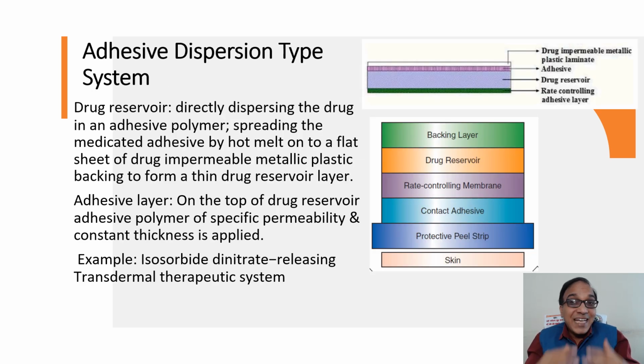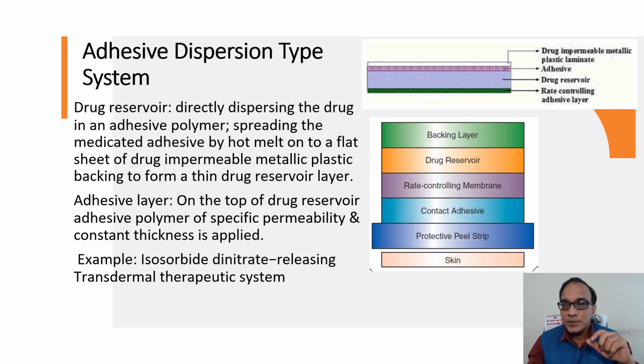Now moving to the next system, the adhesive dispersion type system. As the name suggests, the drug reservoir is formulated by directly dispersing the drug in an adhesive polymer, which is adhesive in nature, and then spreading this medicated adhesive by hot melt onto a flat sheet of drug impermeable metallic plastic backing to form a thin reservoir layer.